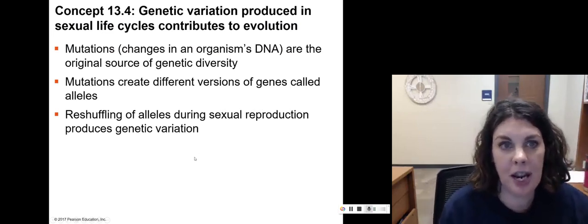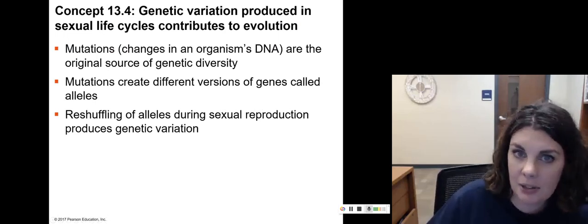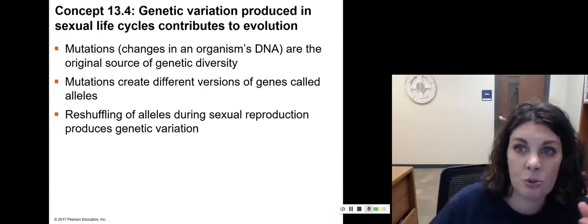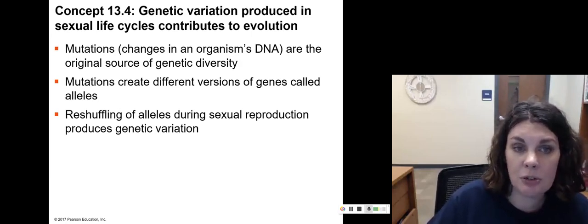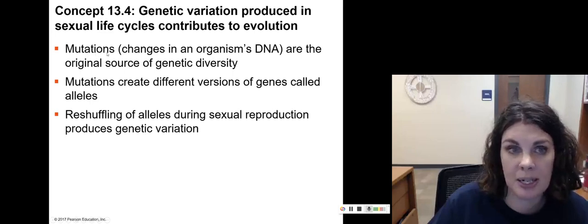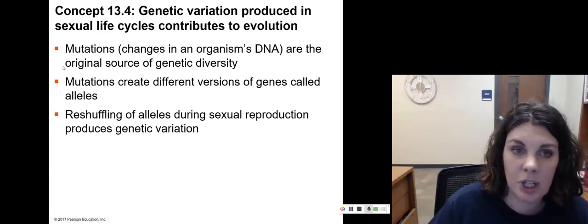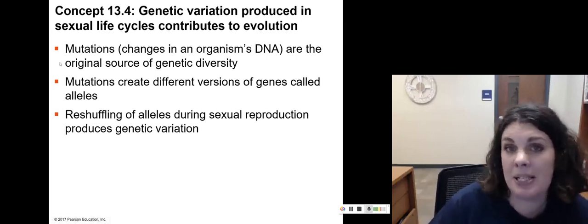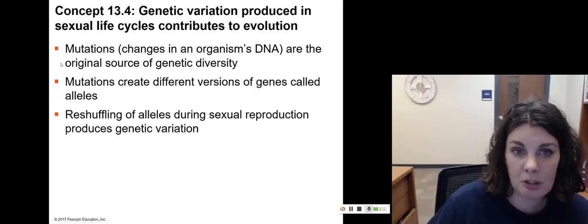Okay, some different ways we have genetic variation, and genetic variation is kind of what allowed sexual life cycles and what contributes to evolution of our species and into even evolving into different species. So mutations, or random changes in an organism's DNA, are the original source of genetic diversity. So sunlight shines on DNA, it can mutate it. Different carcinogens and mutagens can mutate your DNA. Sometimes DNA just doesn't copy perfectly and it mutates.